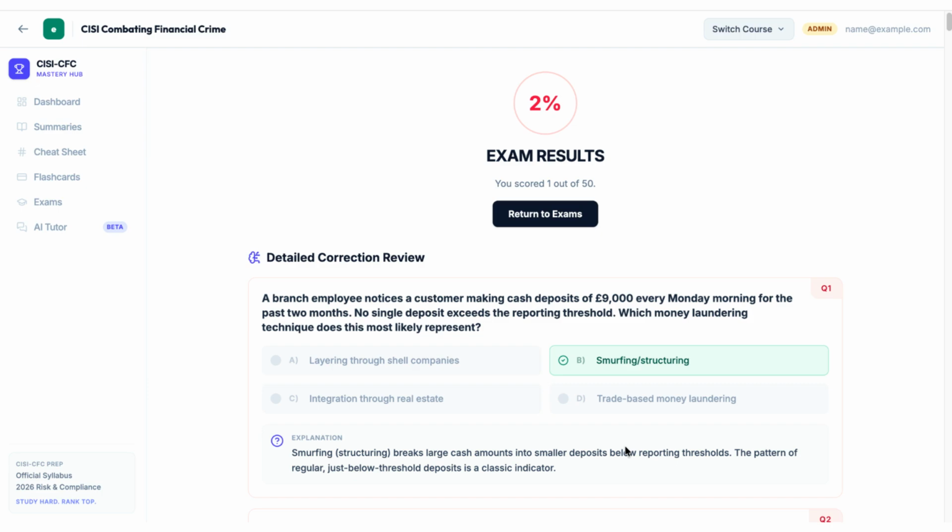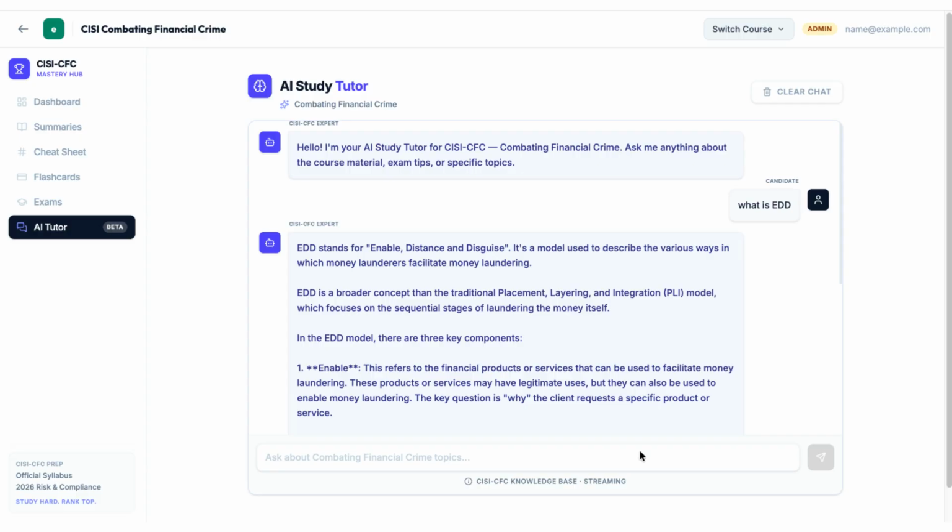After completing an exam, you receive immediate results. The detailed correction review shows you the correct answers and provides comprehensive explanations for all questions. Finally, the AI Study Tutor is available to answer any questions about the course material, exam tips, or specific topics like the EDD model in money laundering.